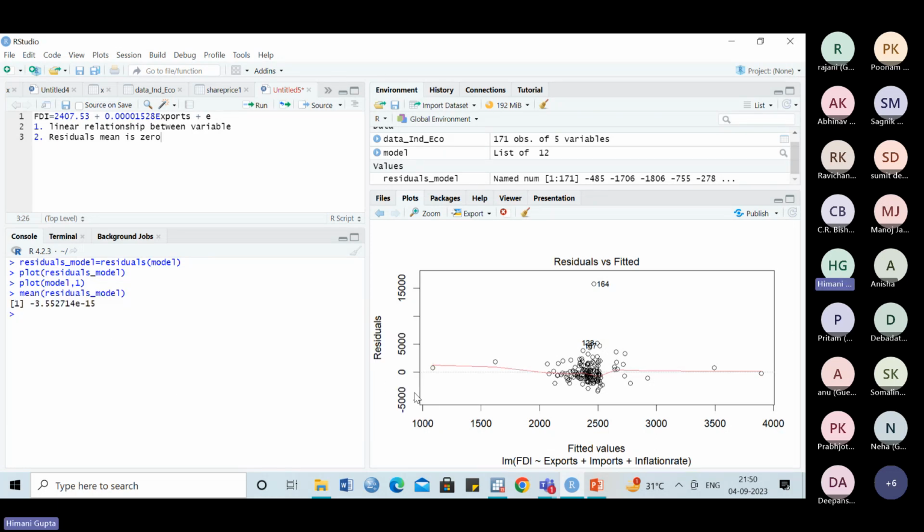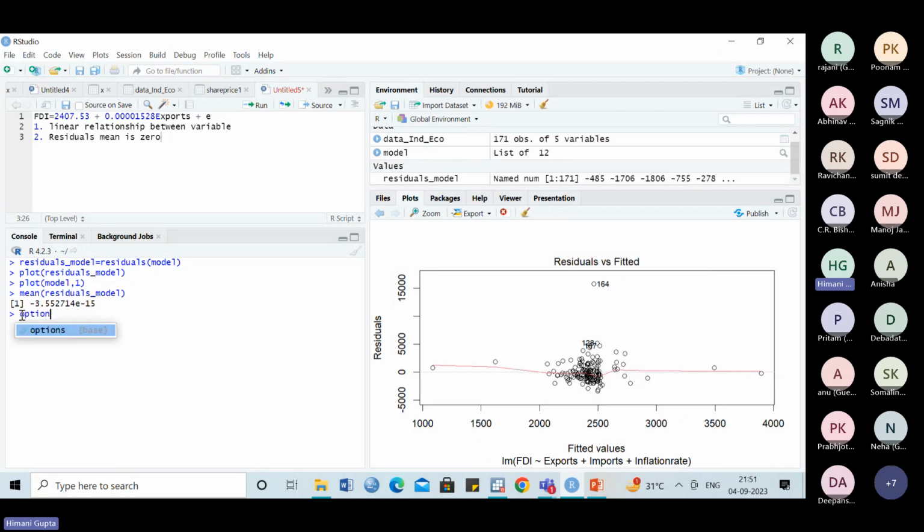Now, if you see this value, residuals underscore mean, the value comes out to be minus 3.552714E minus 15. Minus 15 means the decimals are to be shifted towards the left. So your answer will be 0.0000000000000035714.